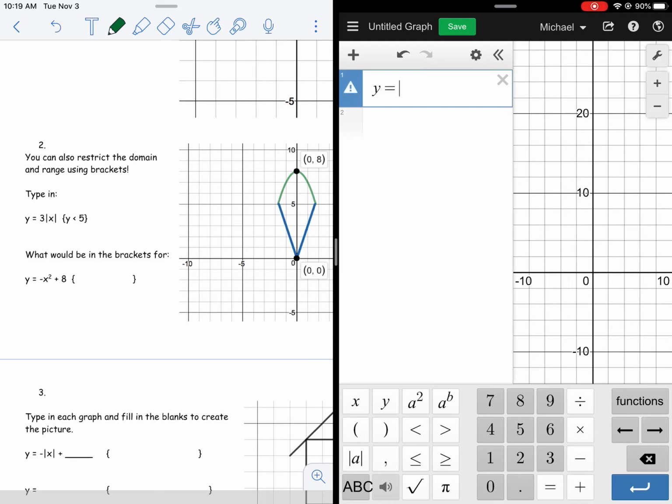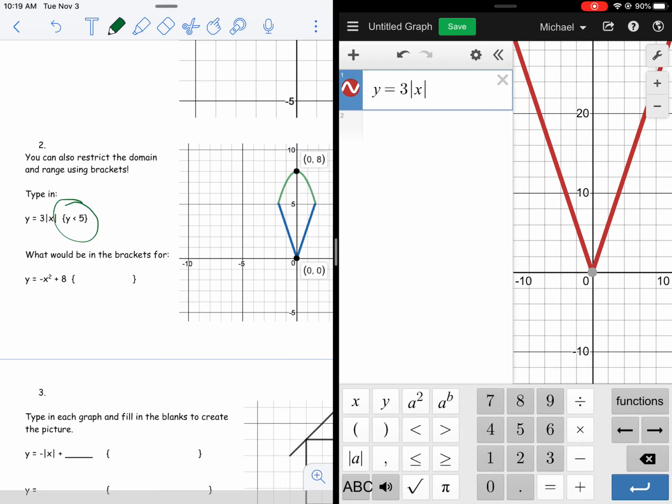And if I did y equals 3 absolute value of x, that ice cream cone is going to go on forever and ever and ever. Okay, now here it is important that we have that y equals there. We need that because we're actually going to restrict our range. So range is the y coordinates. And maybe I'm going to write that right here. The range is the y, domain is the x.